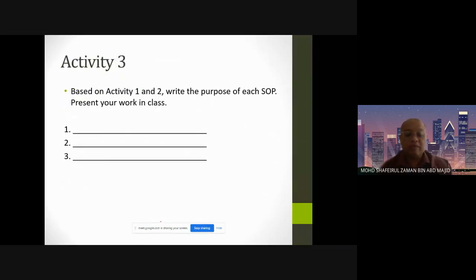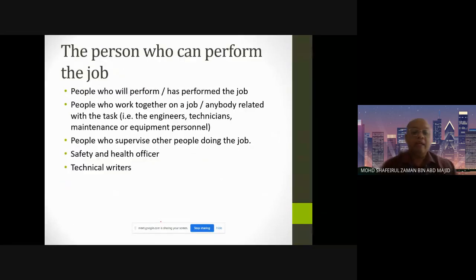We're going to skip activity 3. Next, the next component: the person who can perform the job. Remember that the SOP is meant for procedures, for people who will be performing the procedure. In this context, for this component, you need to state who will be eligible or entitled to do the job, so people who will perform or have performed the job.